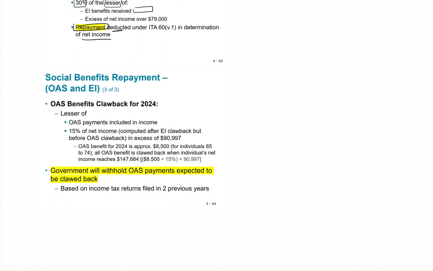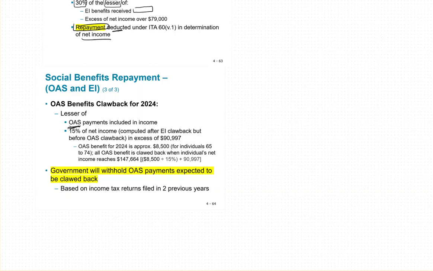Again, there's also a clawback for old age benefits, similar to what we did. You get the old age benefits from the government. If you make more money, there's a clawback and you need to make a repayment. So that's where the clawback comes from.